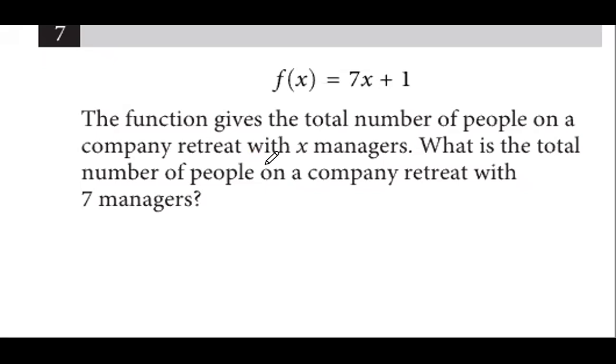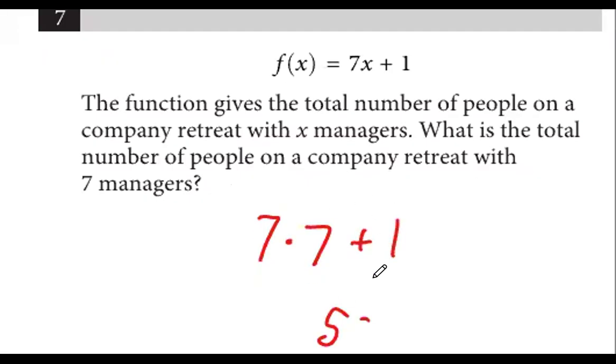Okay, so for question 7, we have the function that gives the total number of people on the company retreat with x managers. What is the total number of people on the company retreat with 7 managers? So we know that x is the number of managers, so we just do 7 times 7 plus 1. So that's 49 plus 1, or 50. So the correct answer is 50.